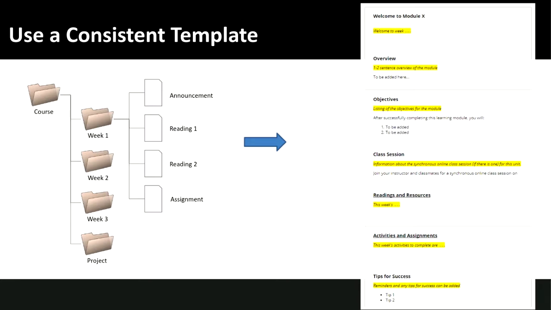But it is a great idea to create a consistent template for yourself, especially if you're designing a course that others will be teaching. That'll ensure that those other faculty who teach the course will be able to understand how the course is set up, and they'll have a consistent course structure from which to teach as well. So as you see here in this example on the right, it's highlighted where you would remove the highlighting and then fill in the specific information for each module. And then, of course, you would change the title at the top from Welcome to Module X to Module 1, Module 2, and so on and so forth.